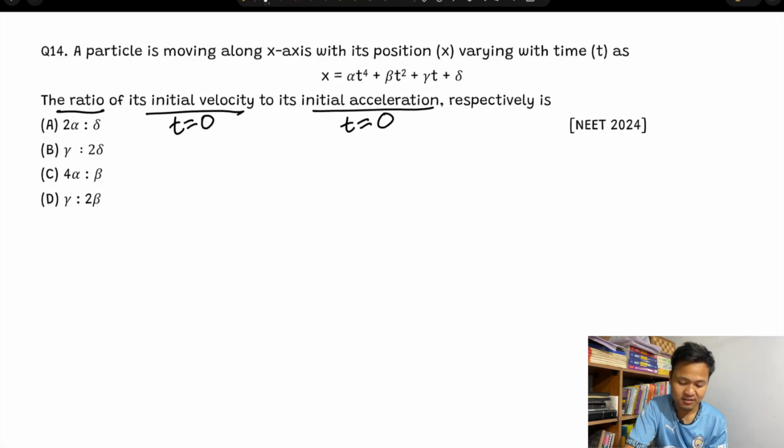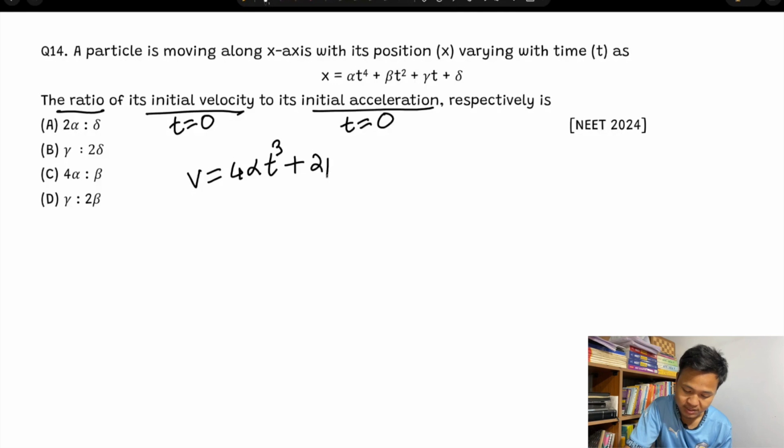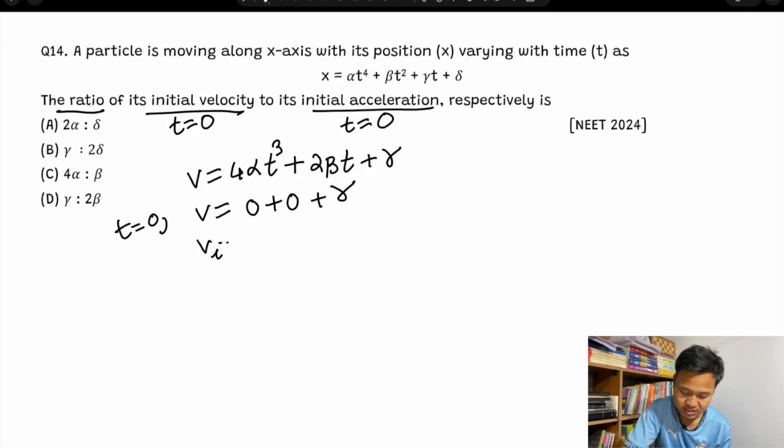For initial velocity, we differentiate x to get v, which is 4 alpha t cubed plus 2 beta t plus gamma. So this is your velocity. You put t equals 0 here. So how much will you get? You'll get 0 plus gamma. So v initial is nothing but gamma.